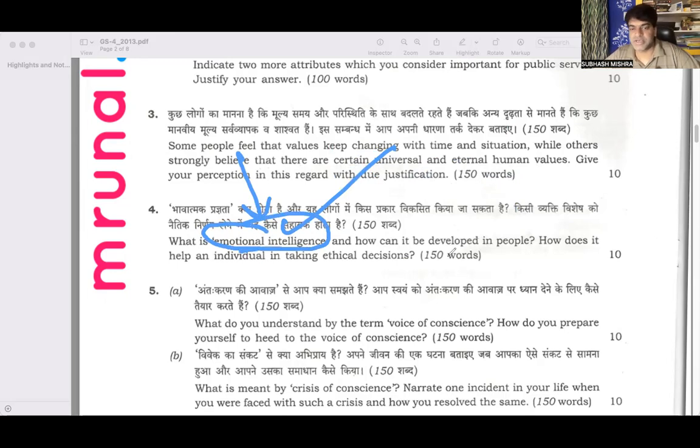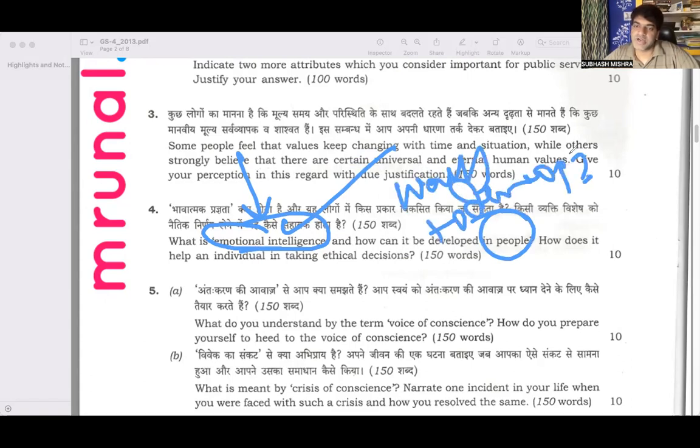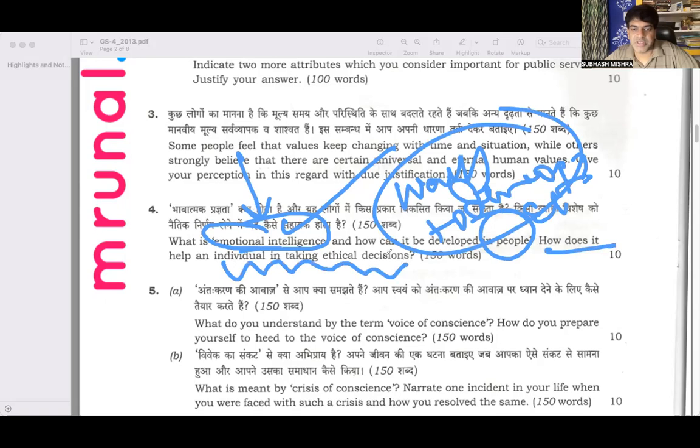Topic name is emotional intelligence, and this is written in the syllabus. So either you prepare the syllabus or you prepare the question, one and the same. How can it be developed in people? So ways to develop also. So that is the topic, ways to develop emotional intelligence, EI. And then what is there? How does it help an individual in taking ethical decisions?